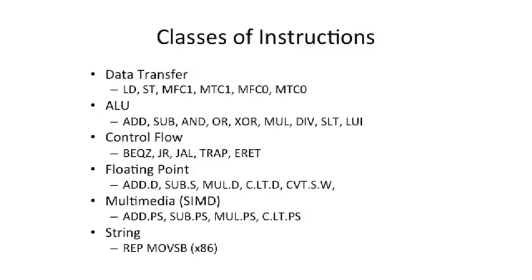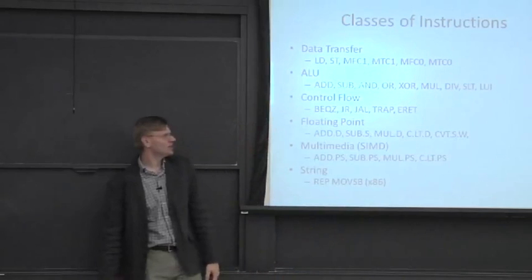So let's look at classes of instructions. You start off with things like data transfer instructions. So loads, stores, move to control registers. So this is what MIPS has. And in this course, we're going to be relying a lot on MIPS, the MIPS instruction set architecture, for our example cases. But you have load, store, move to, and move from control registers with different control registers. You have arithmetic logic unit instructions, so things like adding, subtracting, anding, oring, multiplication, division.